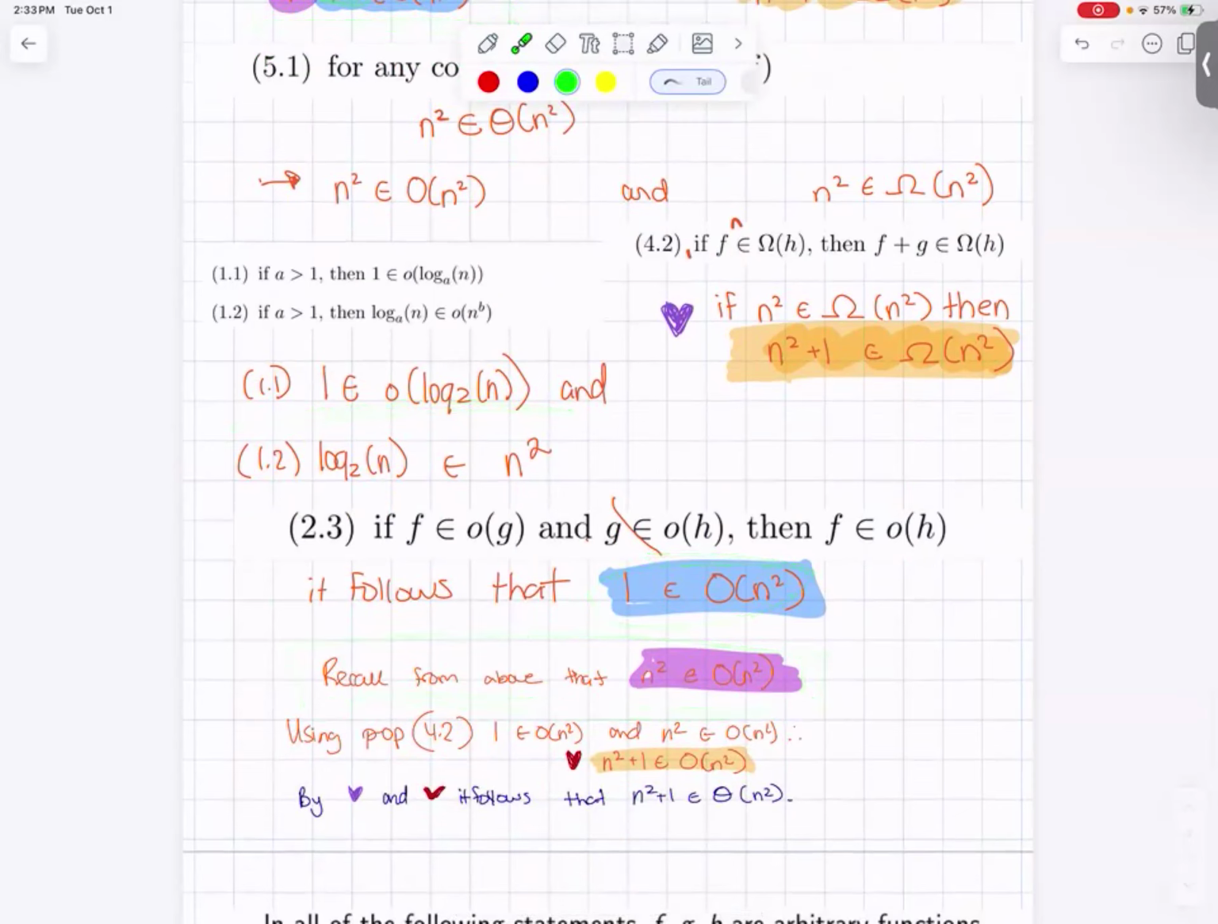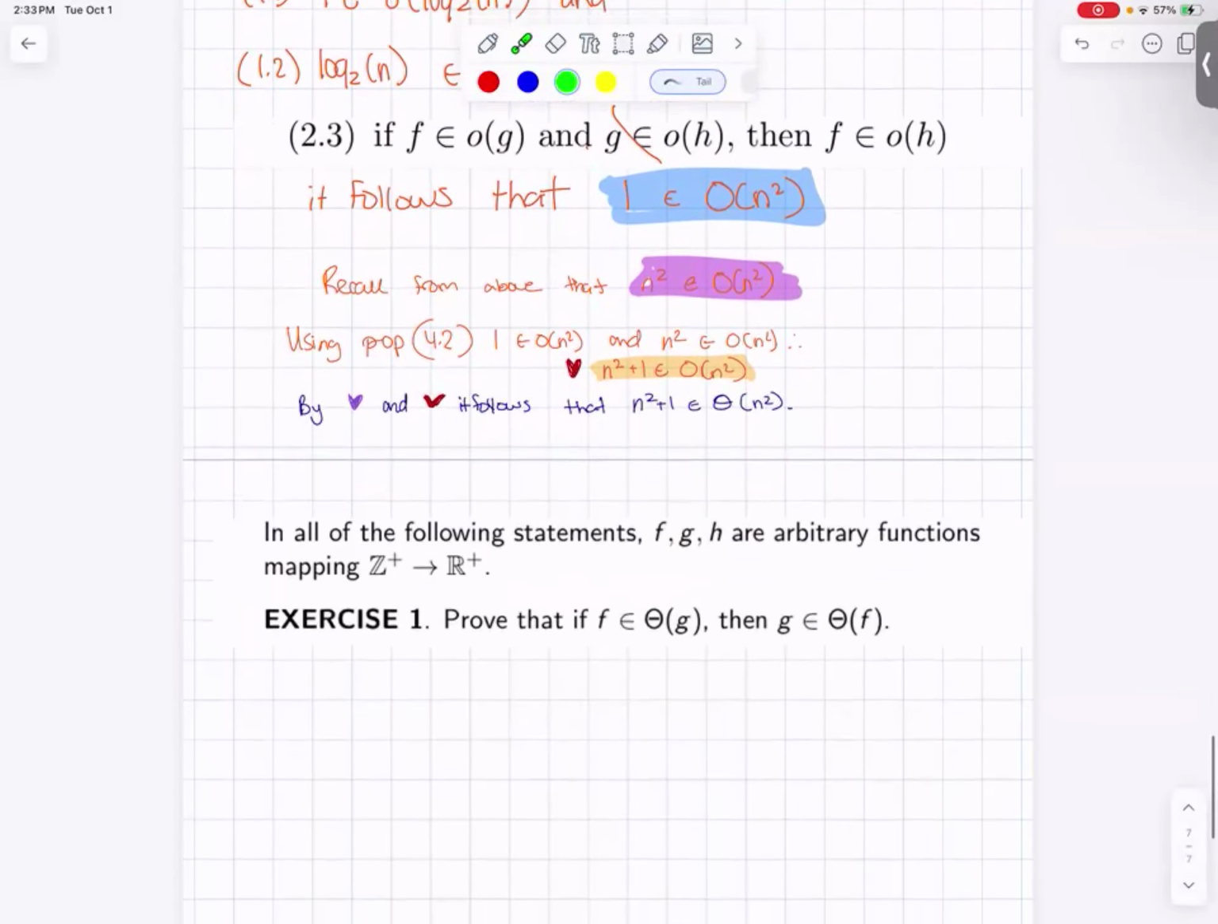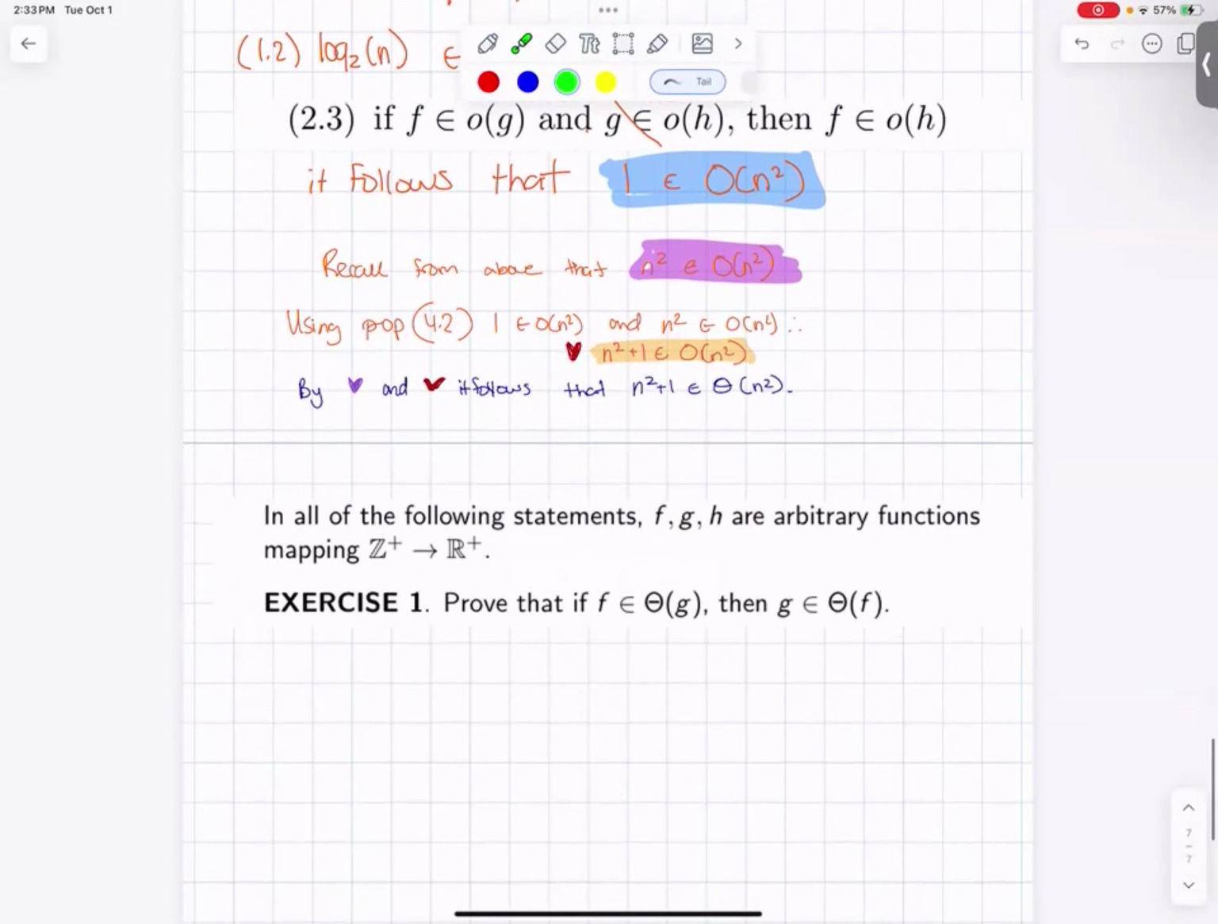Okay, that's all there is to this one. Going forward, we're gonna do a couple of examples with arbitrary functions mapping the positive integer space to the positive real space. We're going to go ahead and solve a couple of those in the remaining videos.